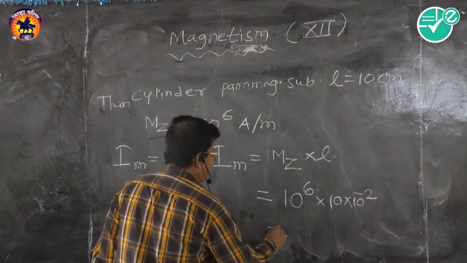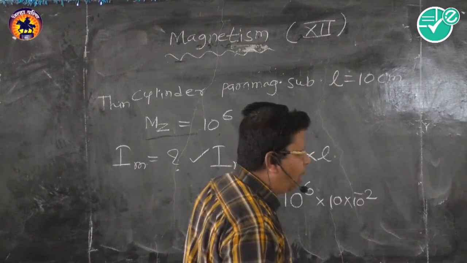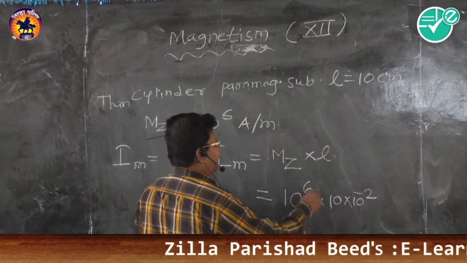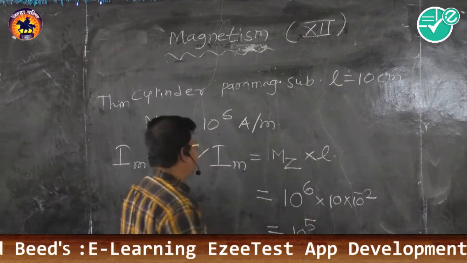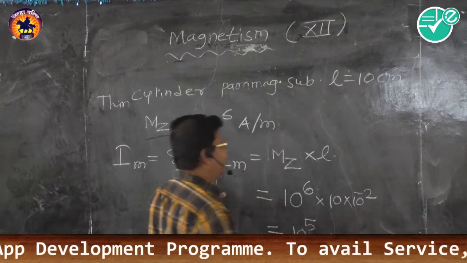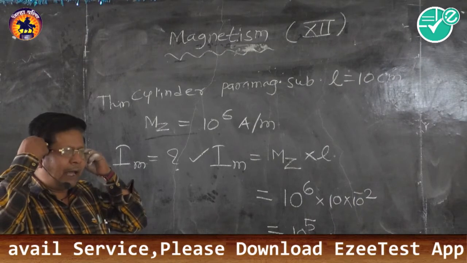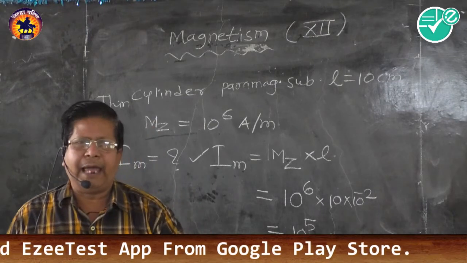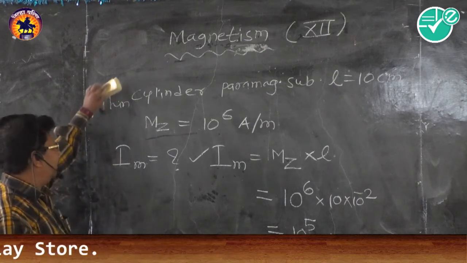10^-2 m, and therefore we get the value of magnetizing current, which is 10^(6-2), that means 10^4, and the unit of magnetizing current is as usual ampere. So this is one of the numericals, as we have derived a new formula, that is the relation between Mz, magnetizing current, and length of the magnetic material.